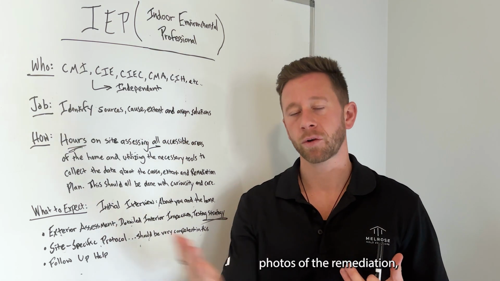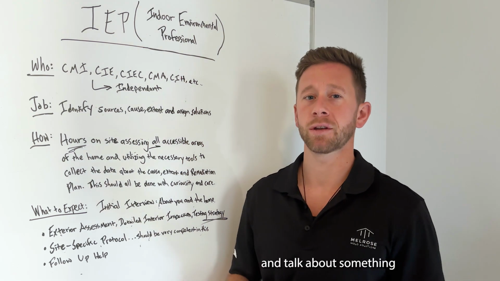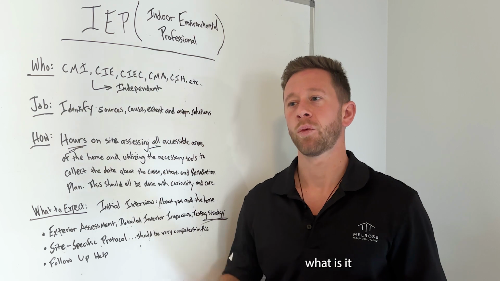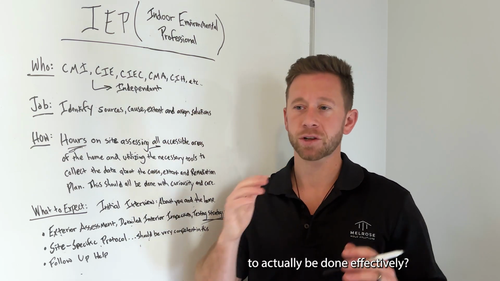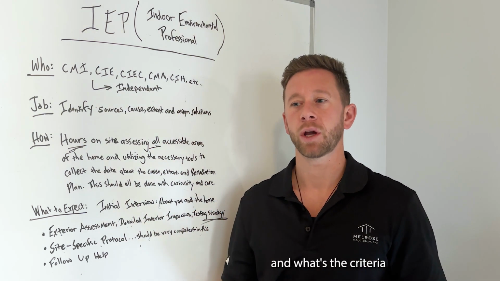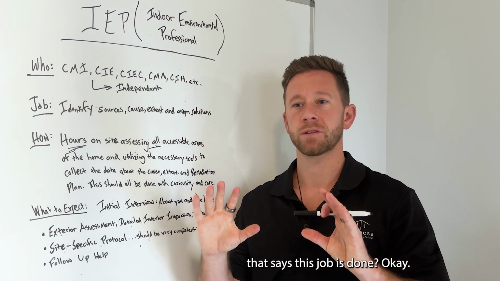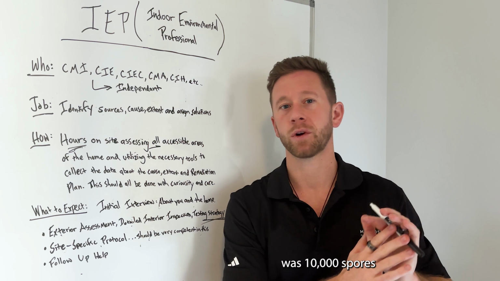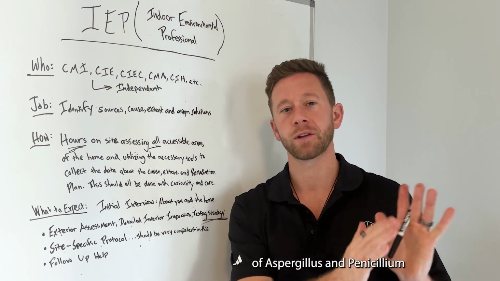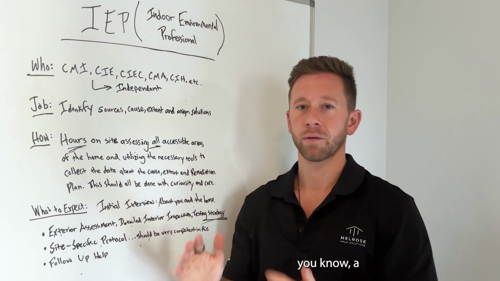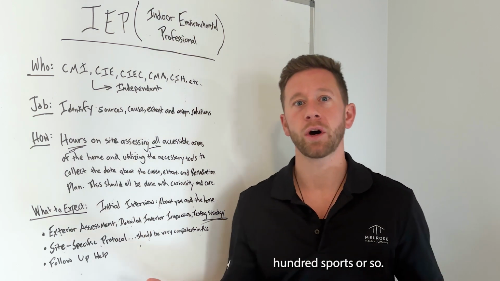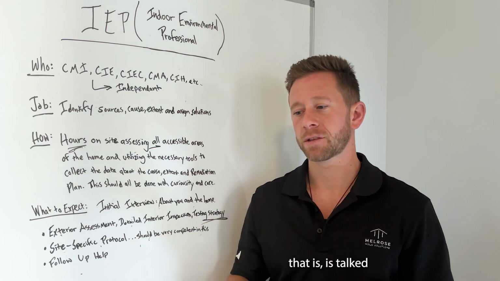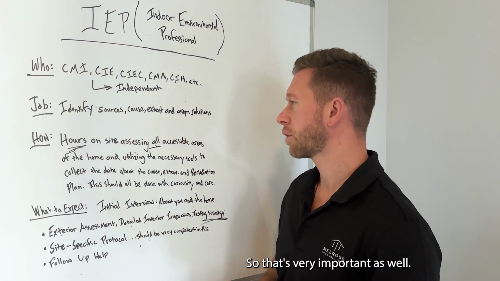I like to look at progress photos of the remediation when that happens, and talk about something called clearance criteria that should be in your inspection report. That is, what is it going to take for this job to actually be done effectively, and what's the criteria that says this job is done? Okay, so if the air sample on the inspection was 10,000 spores of aspergillus and penicillium in the air sample, there should be a clear air sample of a couple hundred spores or so. Just depends on the home. That is talked about in the clearance criteria. So that's very important as well.